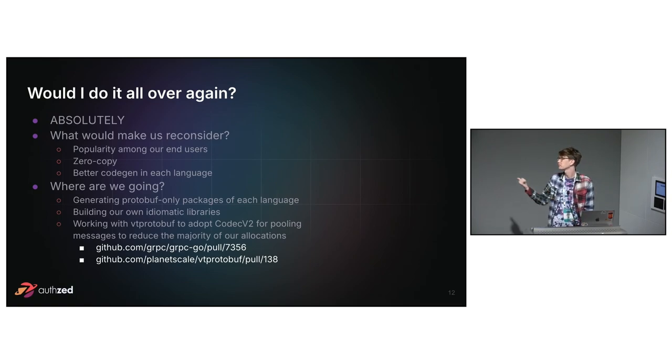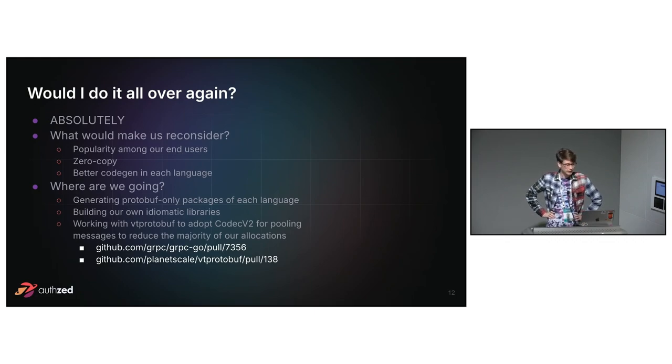Better code gen in each language would also do that, if someone vastly improved the code generation for a different IDL. And then zero copy, fundamentally: the more efficient you can get, the better. We have tried and built experiments with Cap'n Proto and FlatBuffers over gRPC. Honestly, it wasn't worth the change in the toolchain. So that just is a credit to how mature protobuf and gRPC is in general.